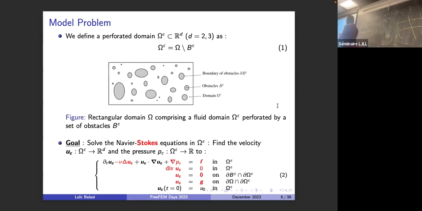In the classical Stokes problem, we have the divergence equal to 0. We consider the Dirichlet conditions around the obstacle, and on the boundary of the domain omega, a Dirichlet boundary condition as well. I write u epsilon and p epsilon to recall that we solve for this velocity and pressure in a perforated domain.